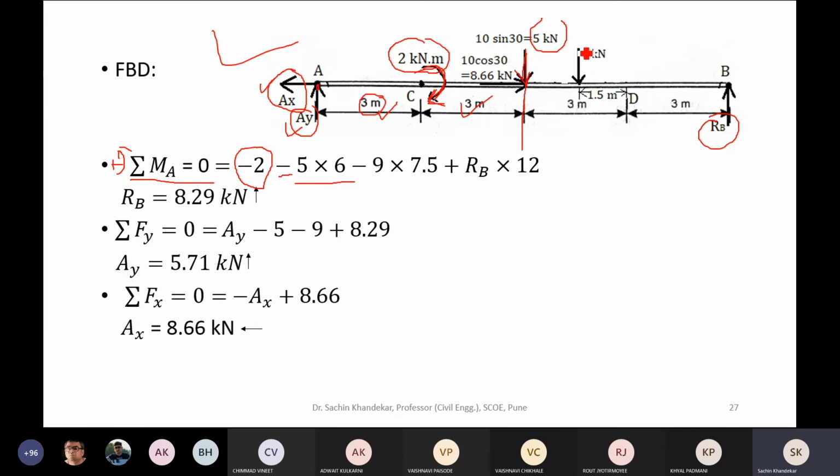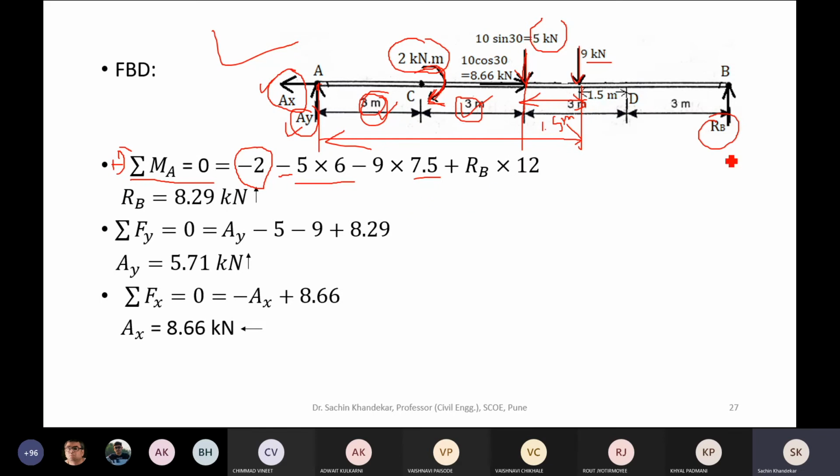Okay. Next, moment of another vertical force, 9 kilonewton, about point A. How much is the perpendicular distance? So this much is the perpendicular distance, correct? What is that? This 3 plus 3 is 6, plus this additional 1.5, which is 7.5.